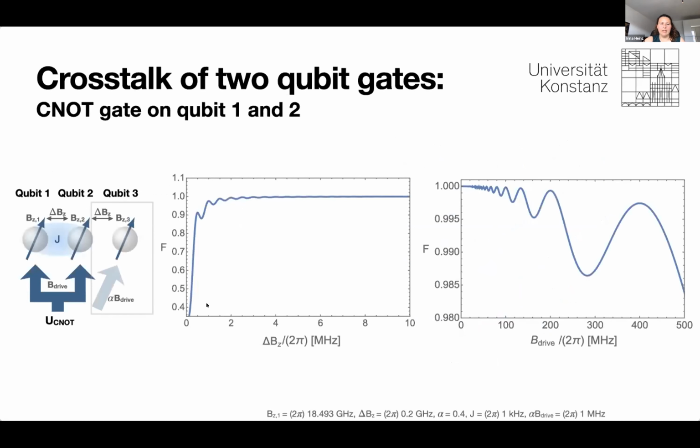And we see the same result. So we have the fidelity depending on our gradient field, and we see the same: the fidelity increases for higher gradients. That makes sense due to the further differing of the transition frequencies. And the fidelity, depending on the driving strength, again decreases for higher drivings due to the fact that we have a larger effect of crosstalk here.